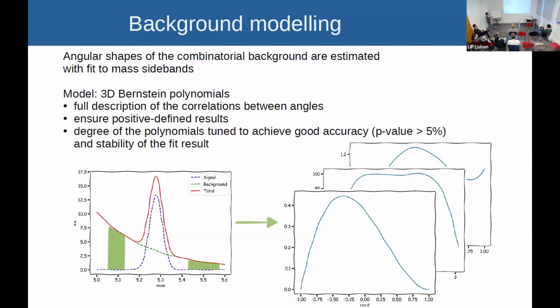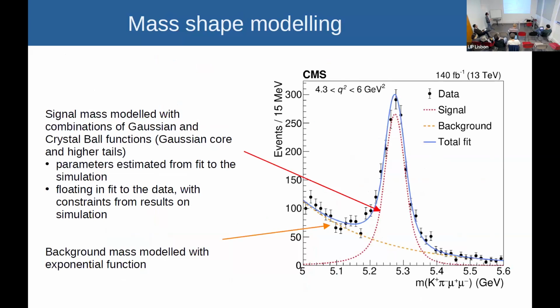And also we then tune the degree of the polynomials in order to have a good accuracy of the shapes, so asking for quality on the p-value, but also stability in this fit to determine the coefficients. So this is how we managed to extract these distributions, these shapes.